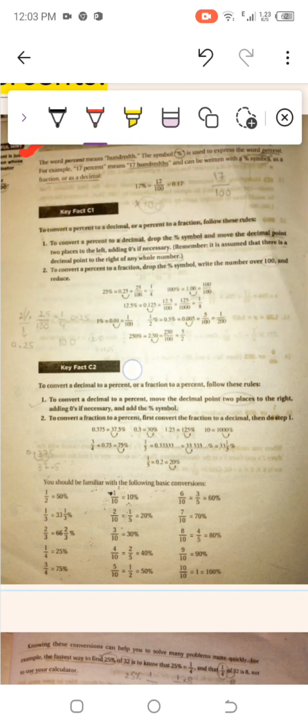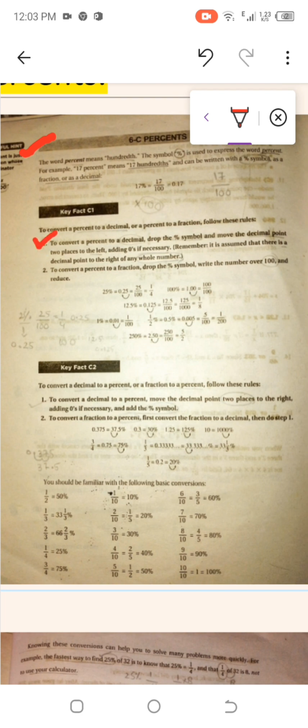Here you can see rule number 1, in which it says to convert a percent to a decimal, drop the percent sign and move the decimal point 2 places to the left, adding 0 if necessary. If a 0 is necessary before the point, you can add it. Remember, it is assumed that there is a decimal point to the right of the whole number.